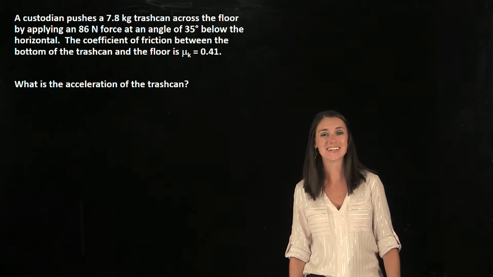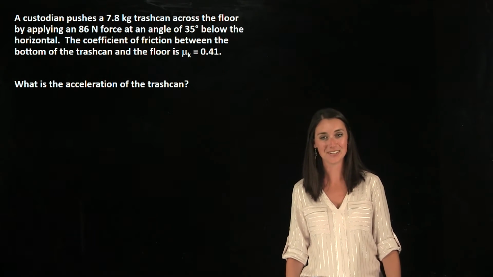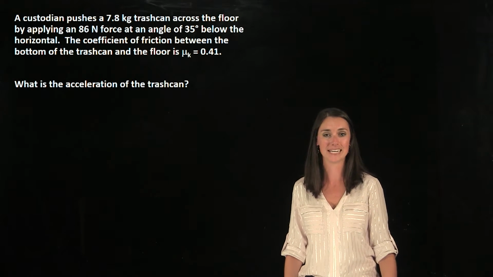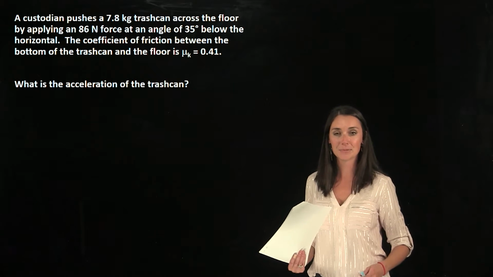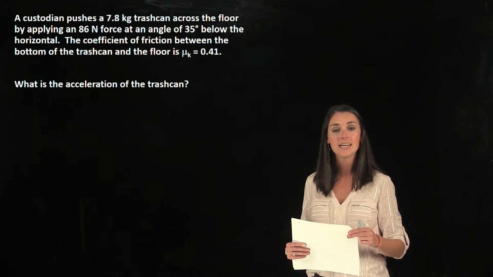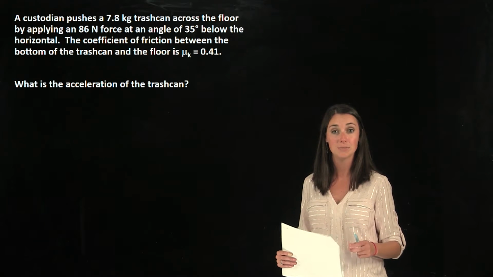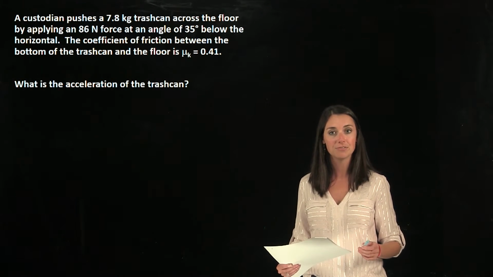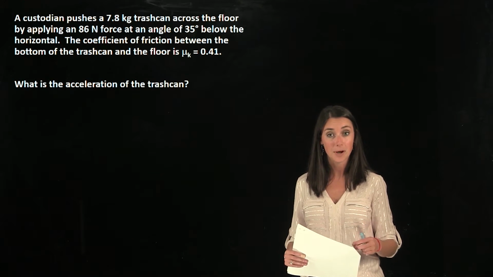Today we are going to work on the problem-solving strategy with a common force problem. So you'll see how to use the 6 steps that we presented in the previous video. For today's question, we have a custodian pushing a trash can that is 7.8 kilograms across the floor. It's going to apply an 86 Newton force at an angle of 35 degrees below the horizontal, and the coefficient of friction between the bottom of the trash can and the floor is 0.41.